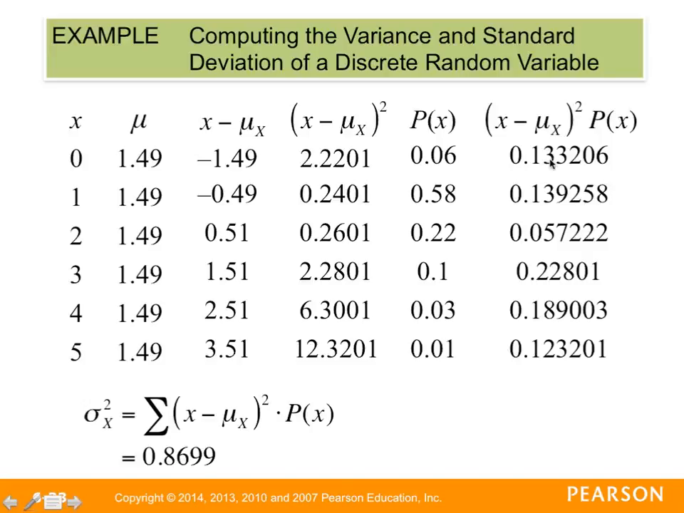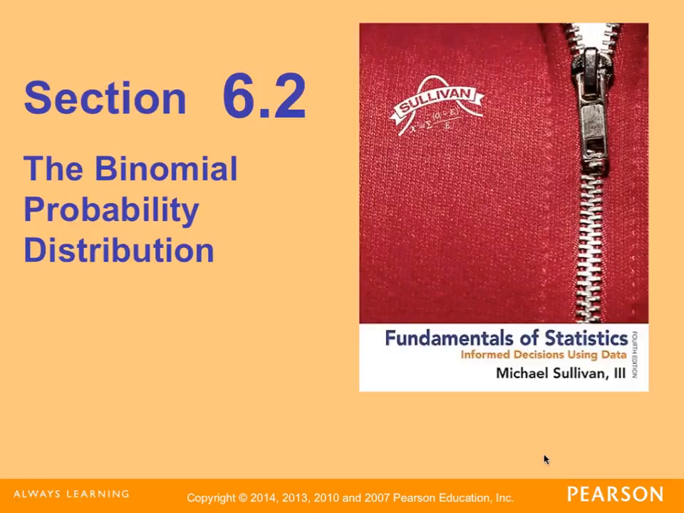And once you have all those values, then you add them all up. This gives you something called your variance. And then if you want your standard deviation, what you have to do is take the square root, okay? So for this one, we had a mean of 1.49 and a standard deviation of 0.9372.